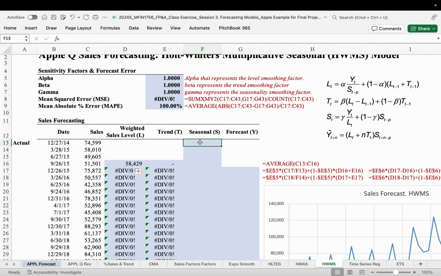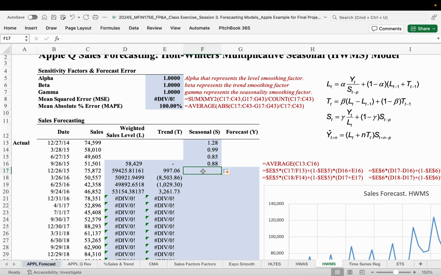Now move to the seasonality. Again, here inevitably we don't have the sales from 1 year before, right? So inevitably we use here these seasonality factors from sales divided by this weighted sales level, and then enter, and then we get these factors up to here only.